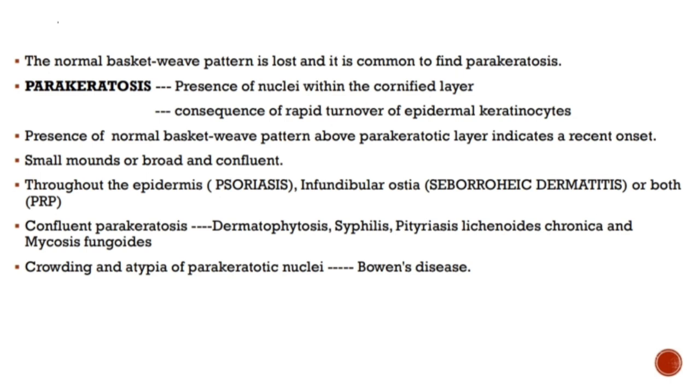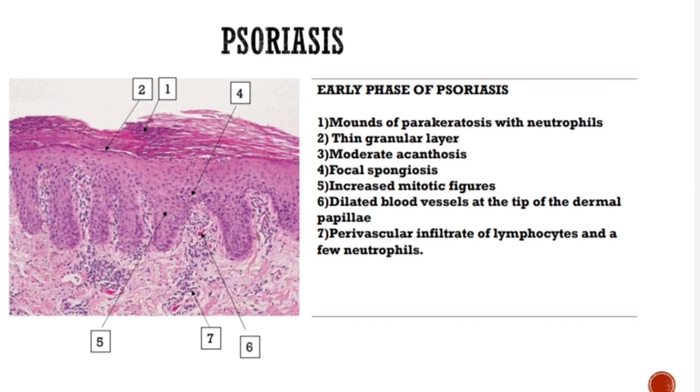Parakeratosis can be present throughout the epidermis, like in psoriasis, or it is located around the infundibular ostia, like in seborrheic dermatitis, or it can be present in both forms, like in pityriasis rubra pilaris. Confluent parakeratosis can be seen in dermatophytosis, syphilis, pityriasis lichenoides chronica and mycosis fungoides. If there are atypical parakeratotic nuclei, this gives a clue for Bowen's disease.